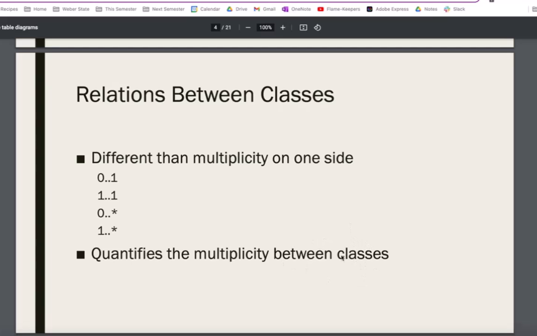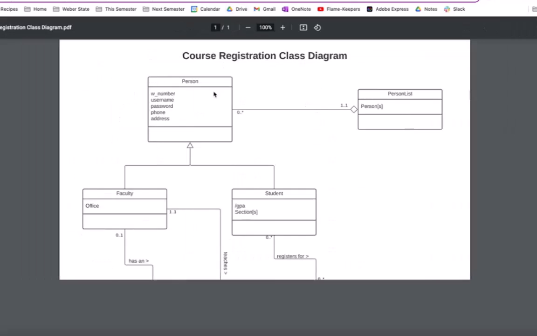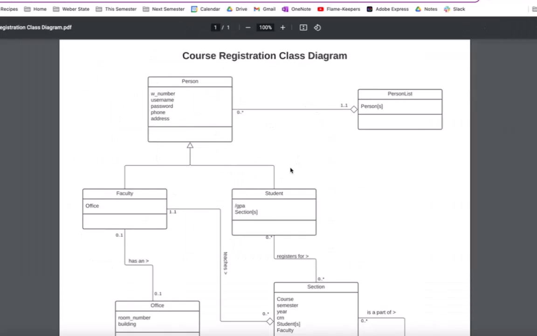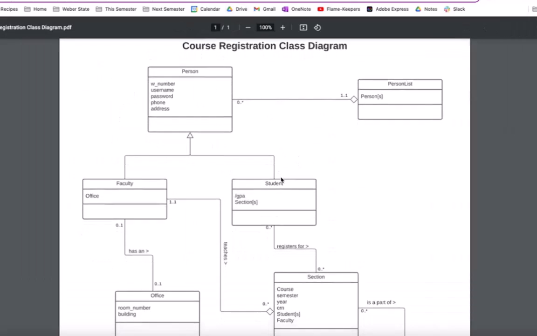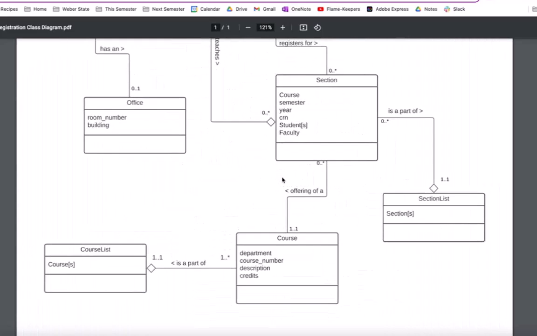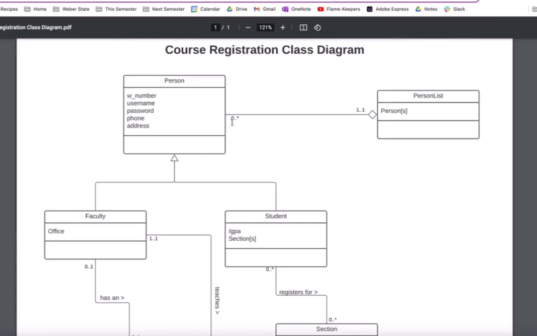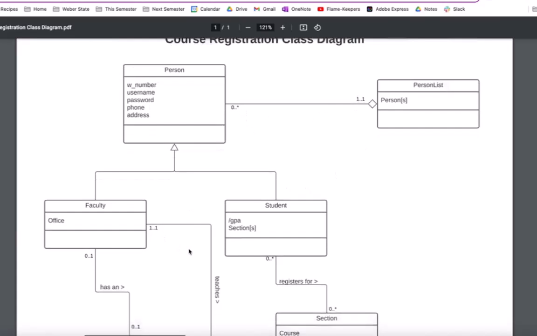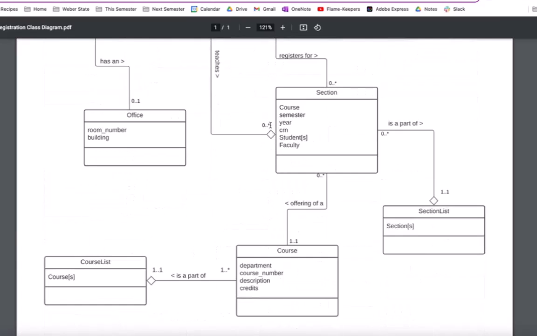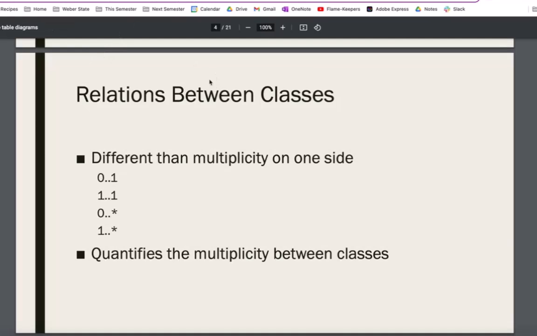And you can see that here I have an example of a course registration class diagram. This will be probably new to you. Let's take a quick look. You can see these relationships being used, 0 to many to 1 to 1, 1 to 1 to 0 to many. So here we have the multiplicities being used on the class diagrams.